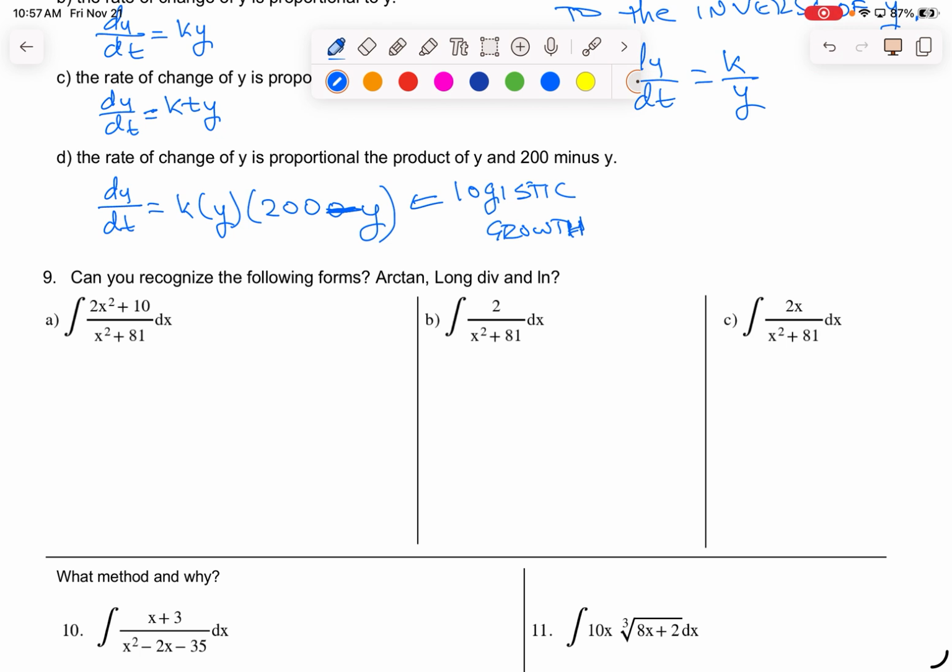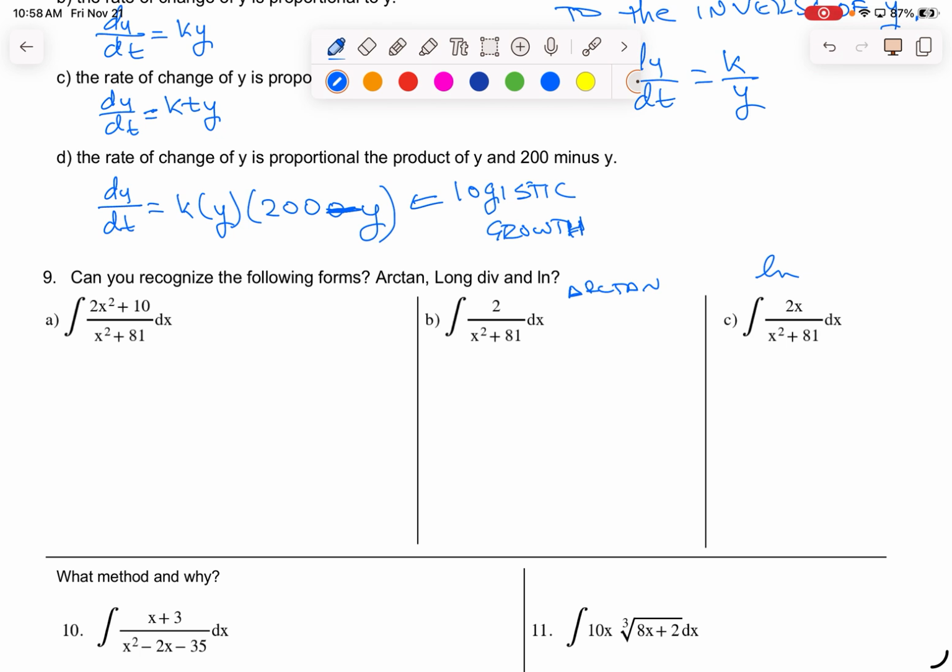Does 3 or 9 divide 152? No. If you sum the digits, 1 plus 5 plus 2 is 8. That's not divisible by 3, so it doesn't work. So that's as simplified as it gets. Let's look at the next one. We know that's an arctan, so it's going to be 2 over 9 arctan of x over 9 plus c.